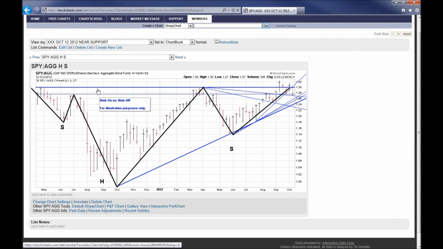This ratio here is SPY, or the S&P 500, risk on, relative to risk off. This is AGG, the aggregate bond ETF. When this is moving up, it's risk on. That's risk off, risk on. This is a weekly chart.